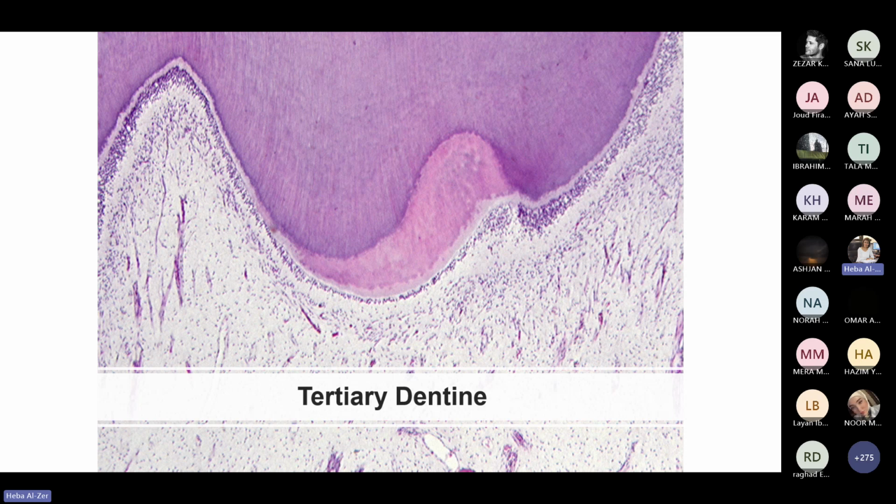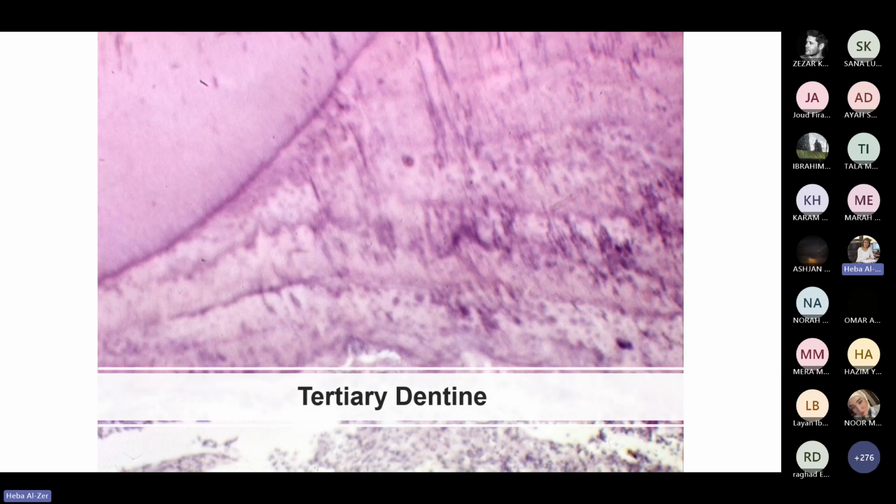As we can see here in this slide, there is tertiary dentine. It is not uniform. We can't see a tubular structure inside of it. This is another section with high magnification. As you can see, it's just haphazard collagen and mineralized matrix.